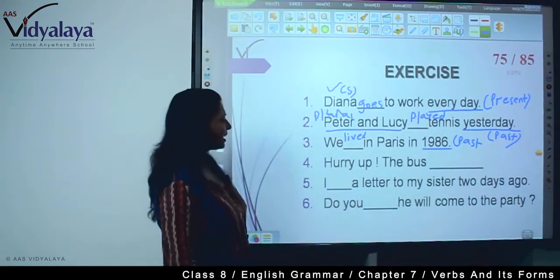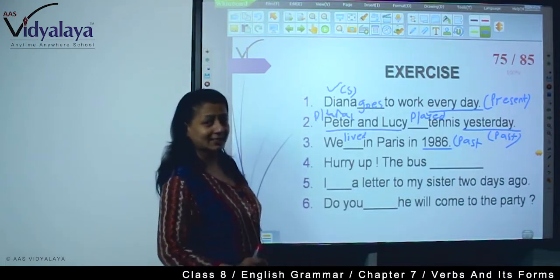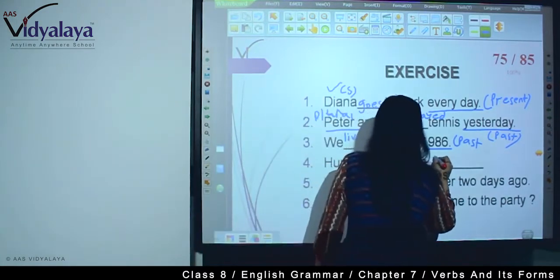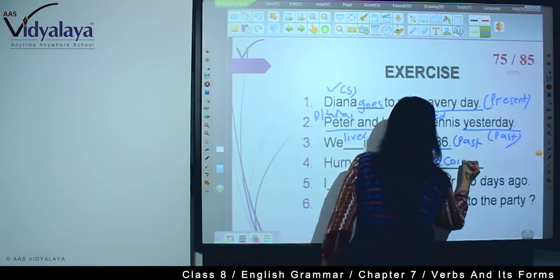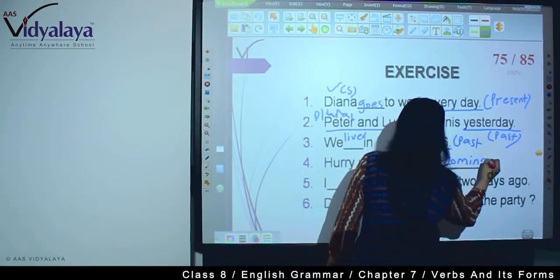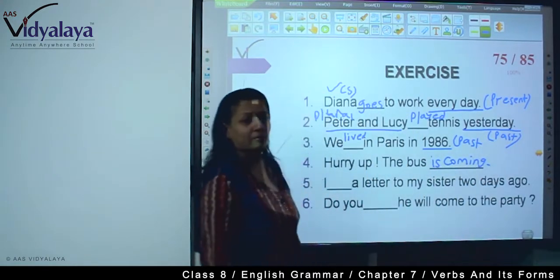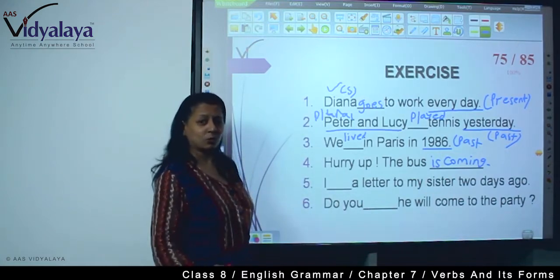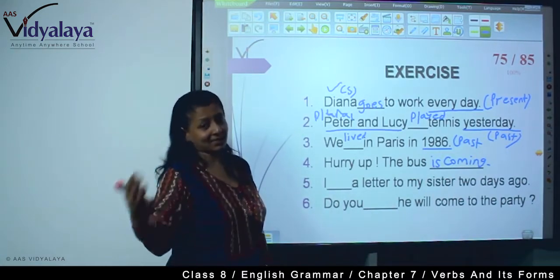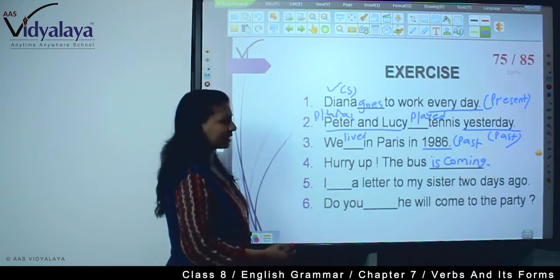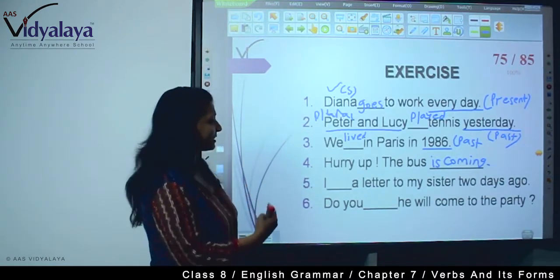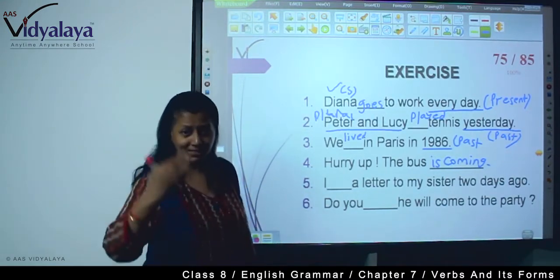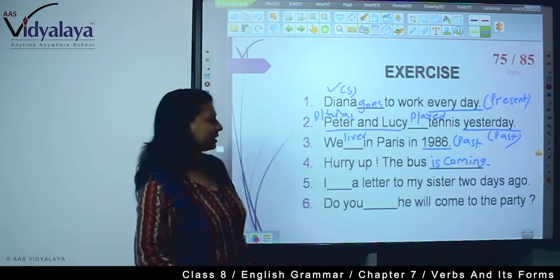Now next, hurry up. The bus is coming. Is coming. Because when there is a plan, we can write present continuous, though it hasn't yet come, but it's coming, it's planned, so it's coming. So we can write it's a future. So we are saying hurry up, the bus is coming. This is about to reach.